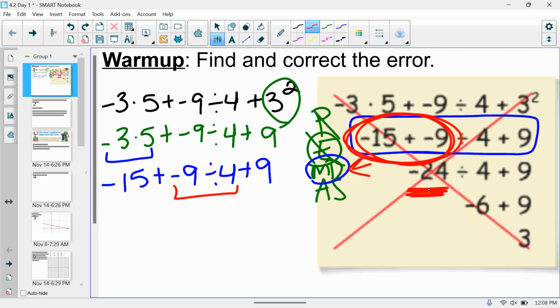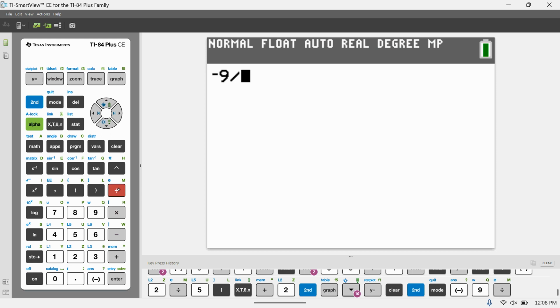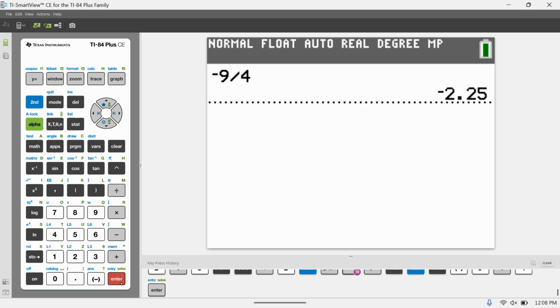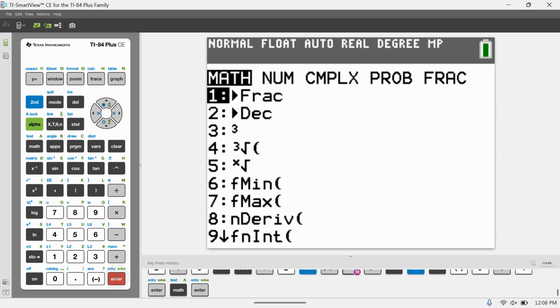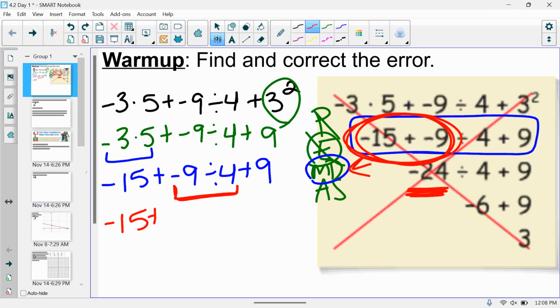We're not going to have negative 24 anywhere in our work because we shouldn't be adding yet. We should be doing division right now. Negative 9 divided by 4. If you do that, you're going to get a decimal. You can write the decimal or you can leave it as a fraction, whichever you want. It really doesn't matter, but you need a decimal or a fraction right here. Then, now that we're done with that, we can go through and do addition or subtraction from left to right.